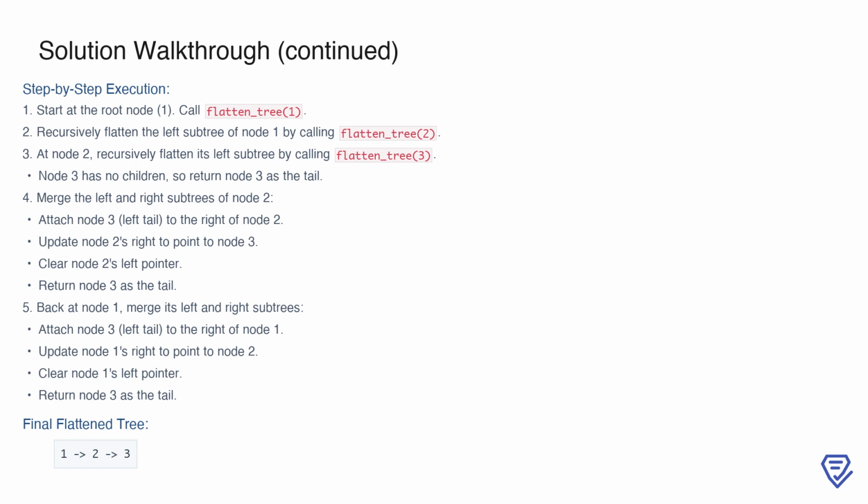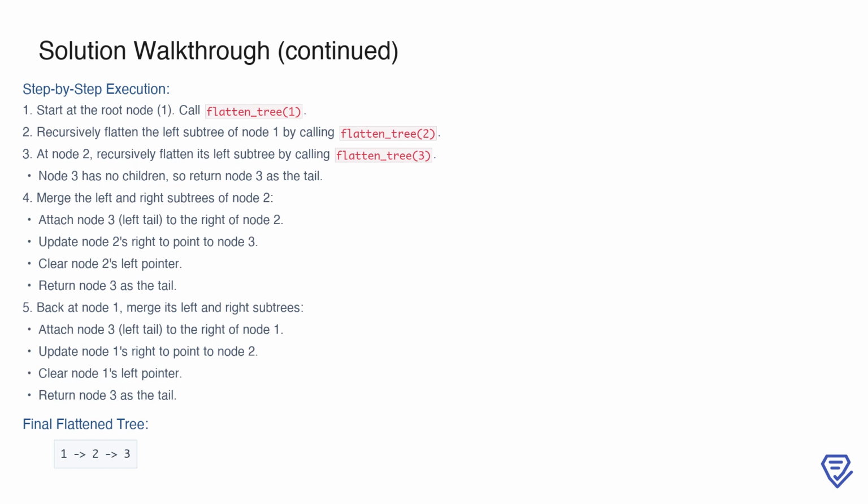The root node is 1, which has a left child, 2. Node 2 also has a left child, 3. To flatten this tree, we start at the root, node 1, and call flatten_tree1. We first flatten the left subtree of node 1 by calling flatten_tree2.